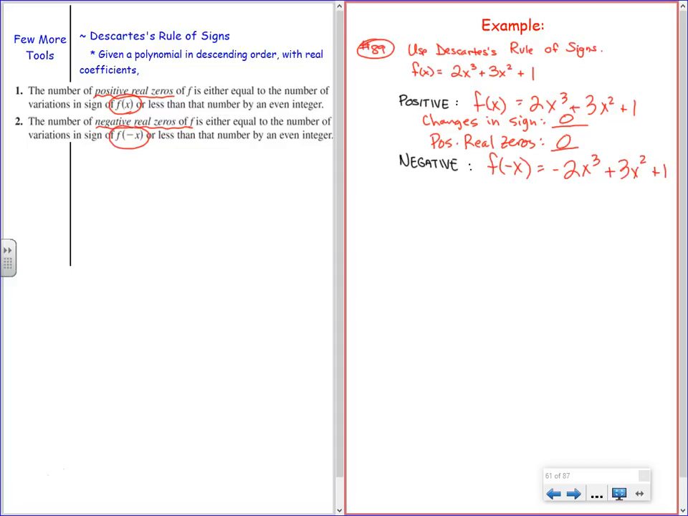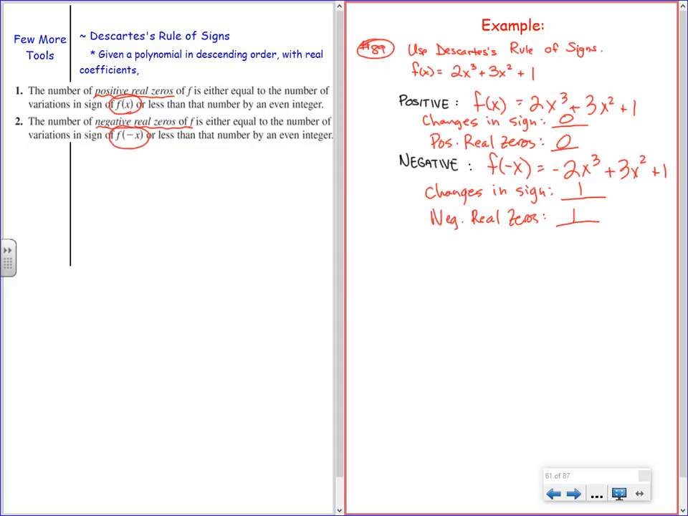All right, cool kids. How many changes in sign in this one? Just one. Well, if there's only one change in sign, then how many negative real zeros can we have? Either, what's that mean? 1, or 1 minus 2, or 1 minus 4, or 1 minus 6. Those are all negatives. There's only one negative real zero, which means no positive real zeros, 1 negative real zero, 3 total, 2 imaginary.